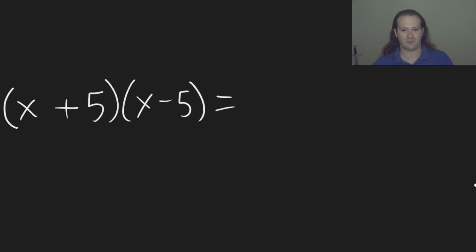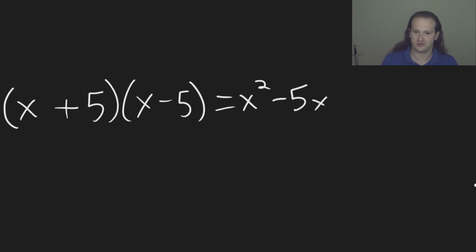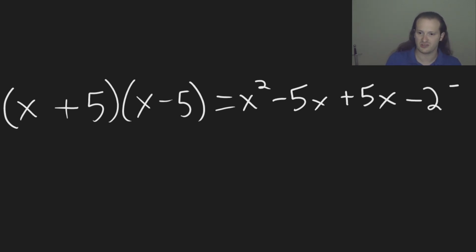Let's FOIL this out. We're so good at foiling now, it's ridiculous. This is the same thing as x squared minus 5x. Okay, negative 5 times x, or x times negative 5, is negative 5x. Cool, I'm okay with that. That's the outsides. Inside is 5x, so we'll add a 5x. And then we have a 5 times a negative 5, so negative 25.